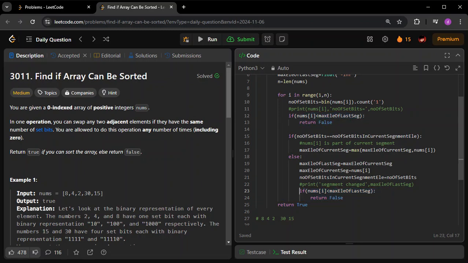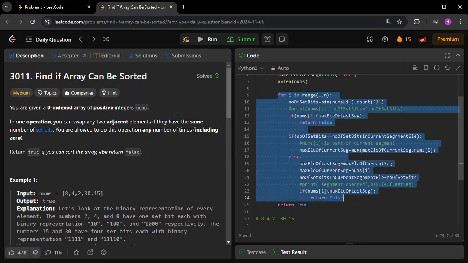I'm doing this check again whenever I'm at the first element of the next segment. Whenever a new segment is starting and I'm at the first element, I have to do this check, because the max element of the last segment is now updated here. Previously it was not updated, as simple as that. So whenever these conditions are true, it will return false. If they don't activate, that is, if we don't go to that code, then this whole flow will be done and finally it will return true.